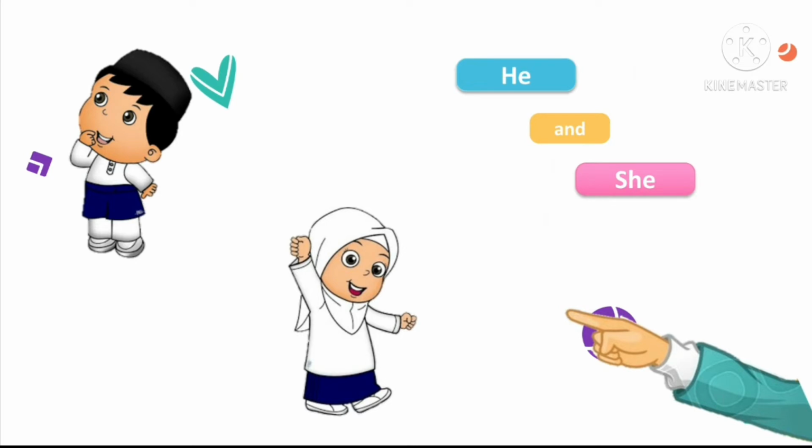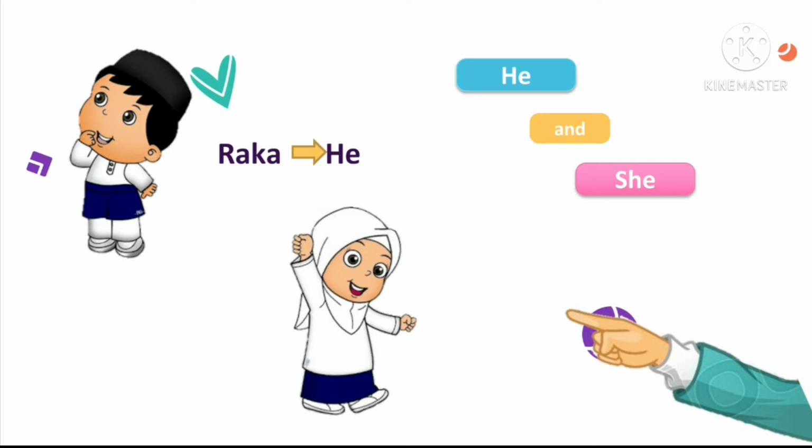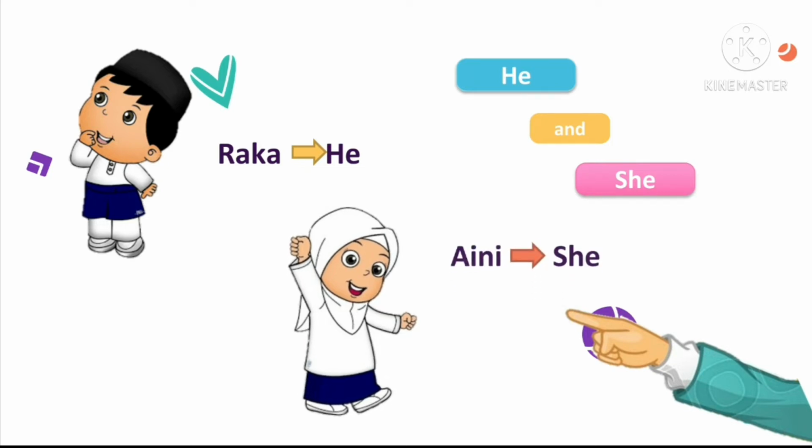Okay, the next is for the subject, he and she. This is Raka. You refer to him as he because he is a boy, a male. So you refer to him as he. And this is Aini. You refer to her as she because she is a girl or a female. Okay?